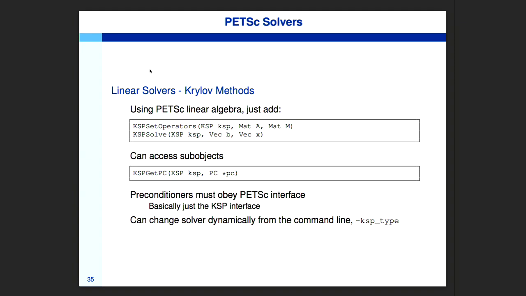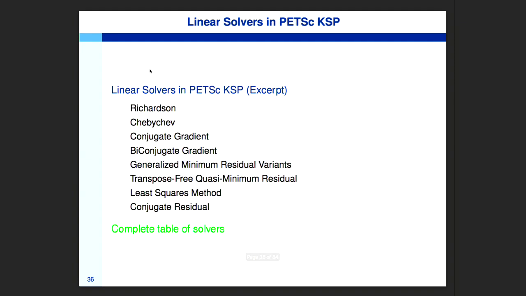This indicates the matrix that defines the linear problem you want to solve, and optionally a different matrix to use as a preconditioner. We'll talk more about preconditioning in the next slide. And then we call KSPSolve to solve that system, where you indicate the vector of the right-hand side and also the solution vector. And from that, you can access the preconditioner, and you can change it to activate a variety of different algorithms on the command line.